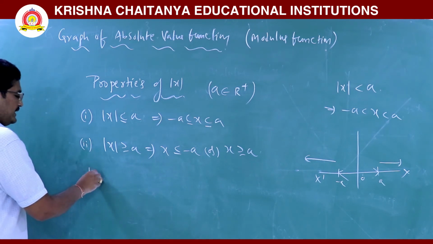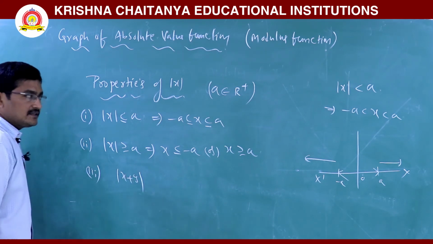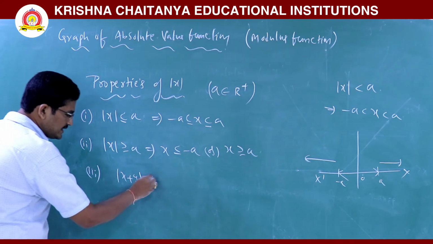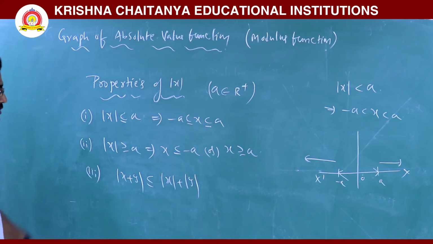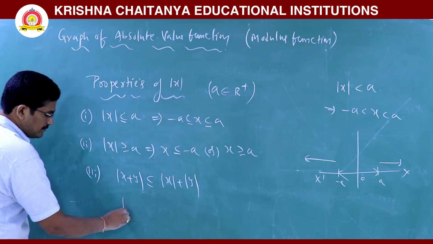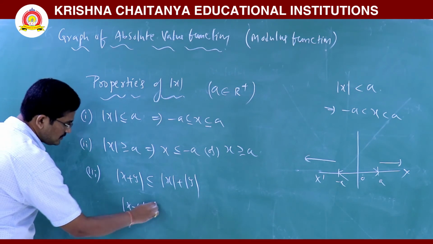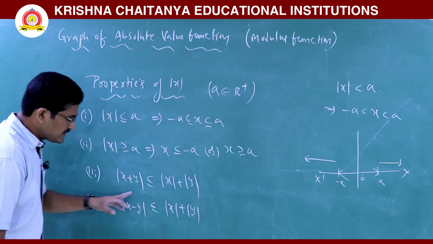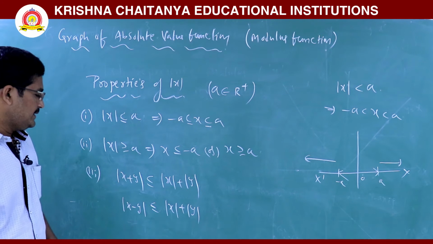Next, the third property. Suppose I am taking mod of x plus y. You can take x as any real value and y as any real value. Mod of x plus y is less than or equal to mod x plus mod y, always. Check this for any real values. It is an inequality. In the same situation, mod of x minus y is also less than or equal to mod x plus mod y. It is one more property.